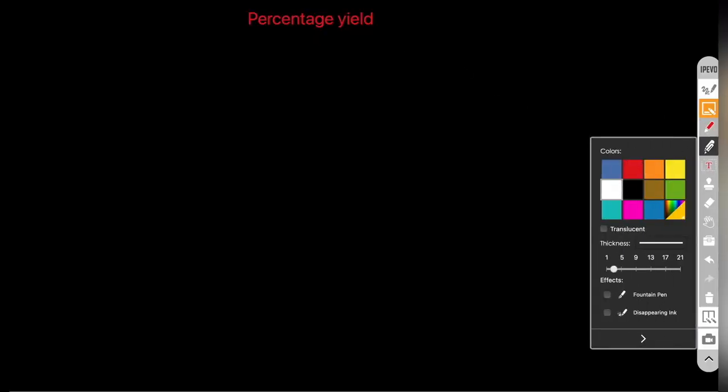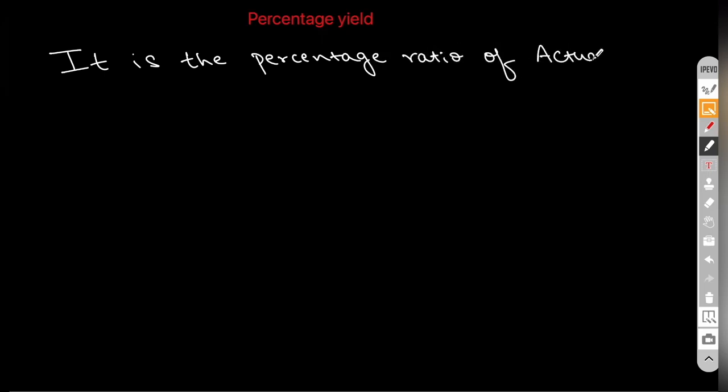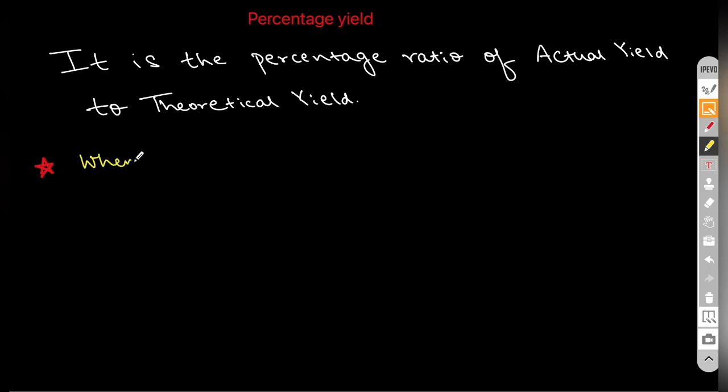Hello everyone, hope you are doing well. Today we are gonna talk about percentage yield and percentage purity. First of all, we will discuss percentage yield. We will write that it is the percentage ratio of actual yield to theoretical yield. So percentage yield is basically the percentage ratio of actual yield to theoretical yield.